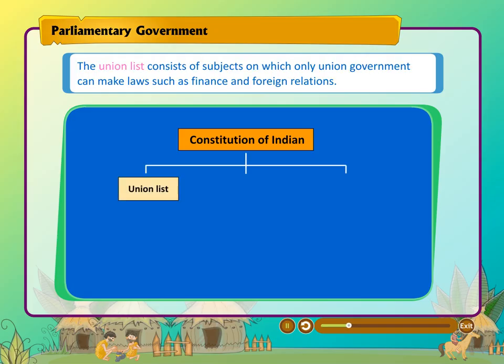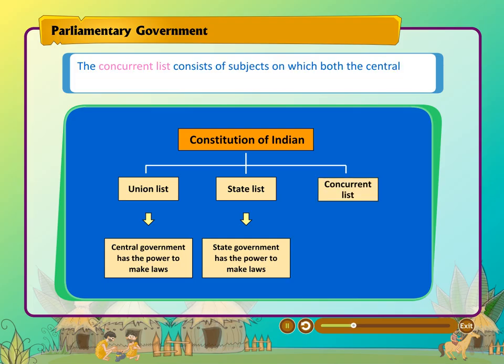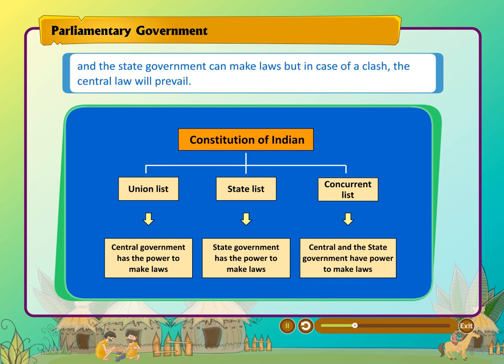The union list consists of subjects on which only the union government can make laws, such as finance and foreign relations. The state list contains subjects on which laws can be made only by the state government, such as housing and transport. The concurrent list consists of subjects on which both the central and the state government can make laws, but in case of a clash, the central law will prevail.